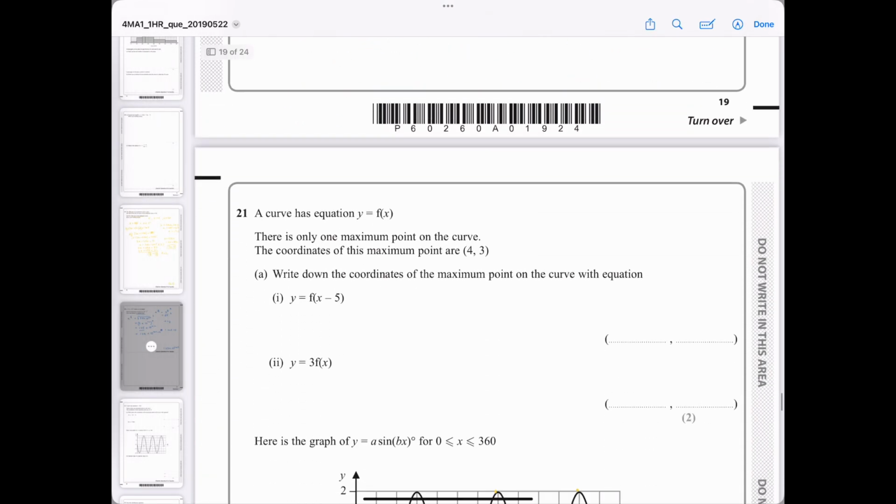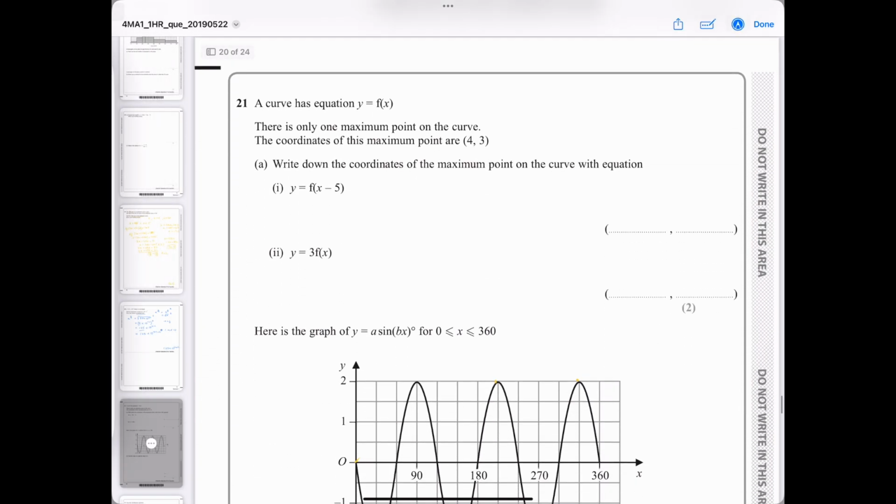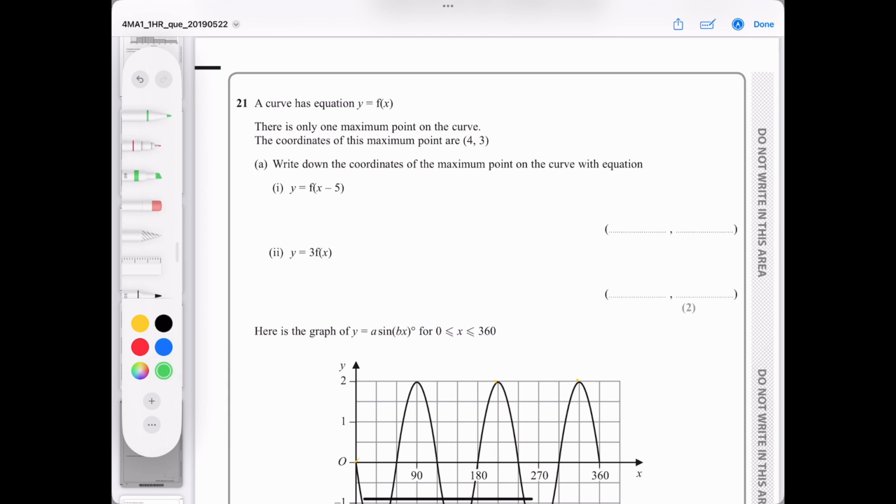Next, sorry, I just said that in a very sort of grown-up way. So next is 21, and the curve has an equation y equals f(x). There's only one maximum point on the curve, and the coordinates of this maximum point are 4, 3. So if we were to do this, it's some sort of negative quadratic, and that point there is 4, 3. So we know this is the x point and that's the y point.